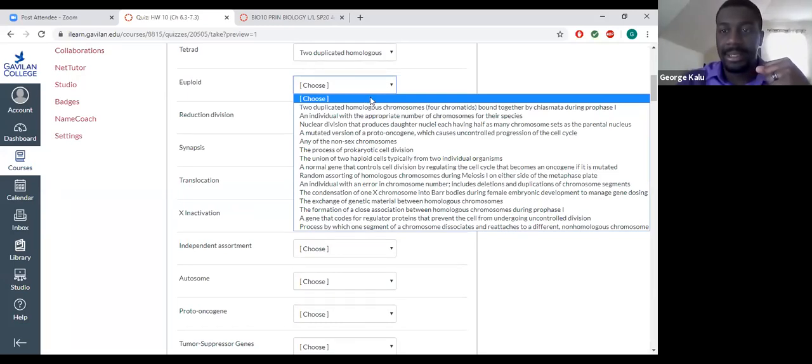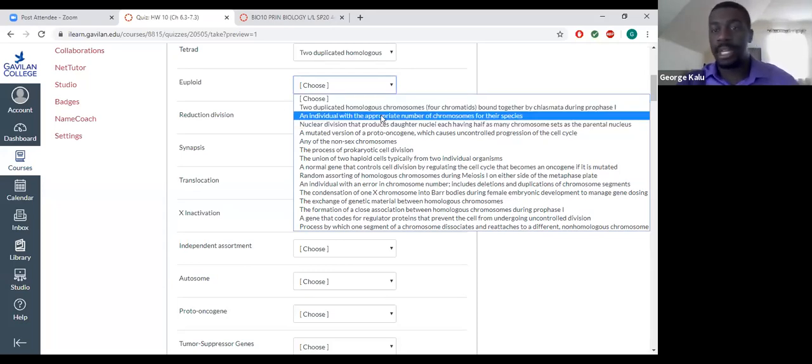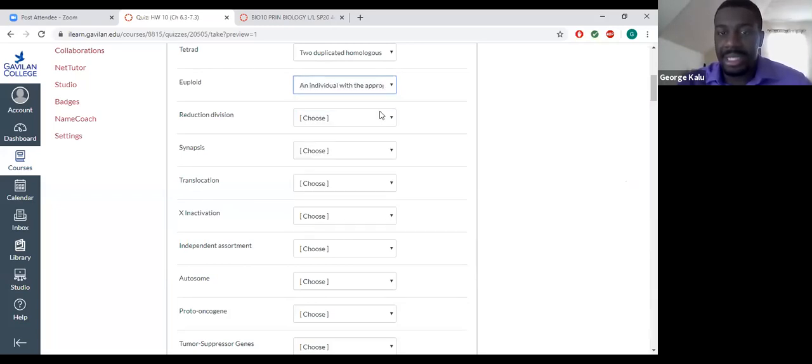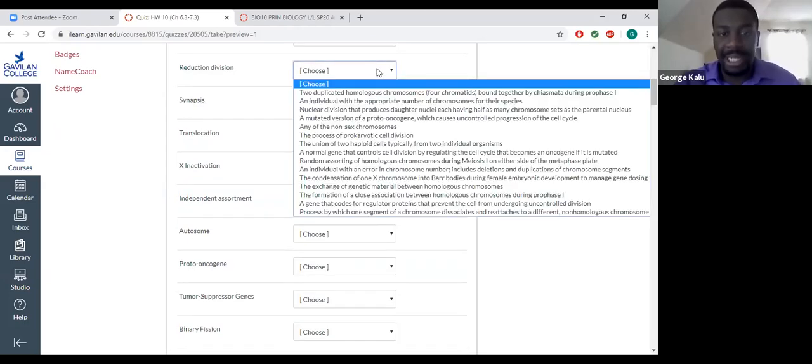What does it mean for an organism to be euploid? What do we think? Right, Excel got that right. So this is an individual with the appropriate number of chromosomes. Okay, so how many chromosomes should a normal human have? Does anyone remember? Right, Mario got that right. So we should have 23 pairs of chromosomes. Okay, so a total of 46 chromosomes, 23 pairs of them. So if you have that number, you're perfect, you're euploid. If you have 45 chromosomes as opposed to 46, or 47 as opposed to 46, then you would be considered aneuploid. Perfect. Wonderful.